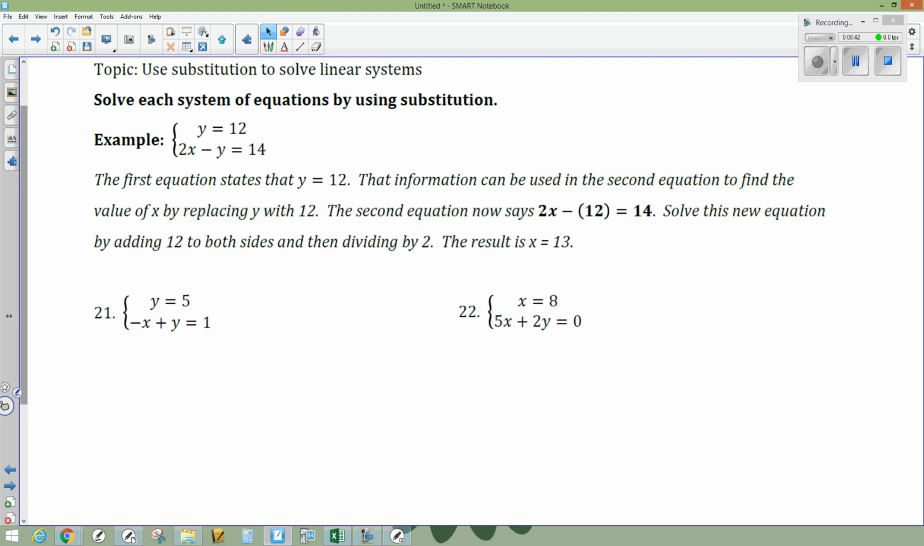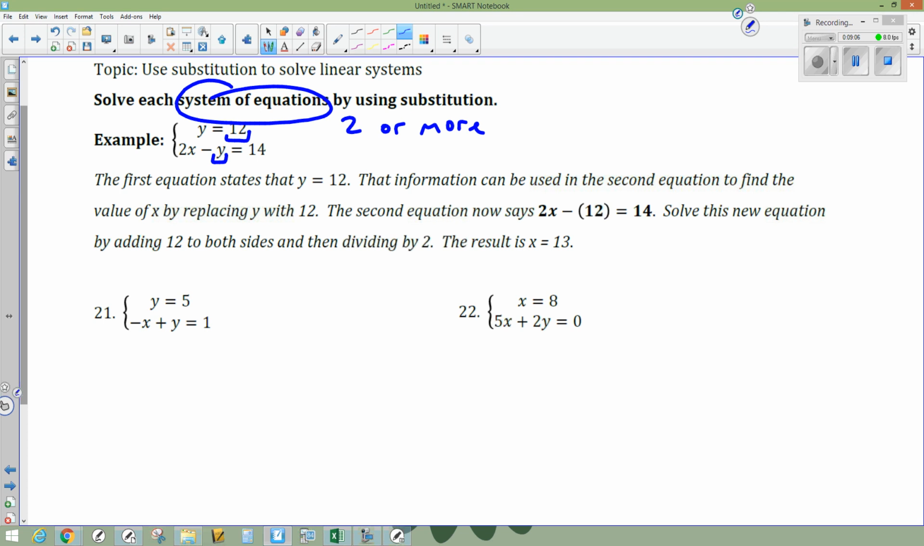The first step with this is understanding what's going on. A system of equations is two or more equations, and we're trying to solve these. Because we have y equals something, we can substitute it into the second equation. So what they've done here is take y equals 12 and put the 12 in place of y. So we get this equation over here: 2x minus 12 equals 14. And then we just solve for x. So we add 12, divide by 2, and we end up getting x is equal to 13.